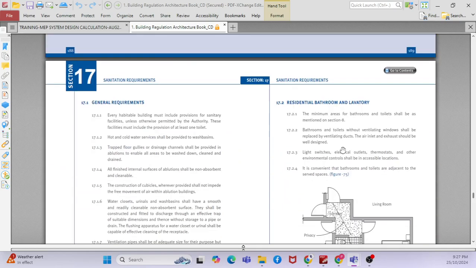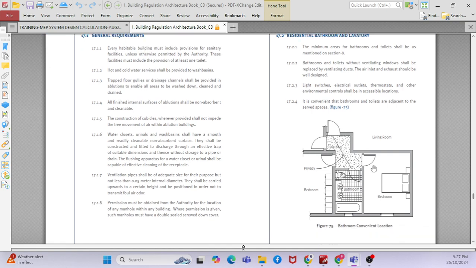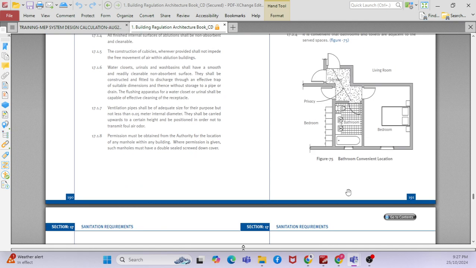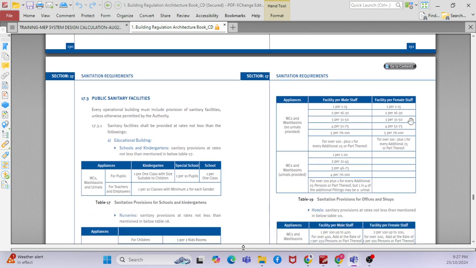Then sanitation requirement. Okay, how many toilets are required for one bedroom? Residential bathroom and lavatory requirement, right? So here our work starts. If you go to any project, you will find 3 toilets, 4 toilets, 6 toilets. So what is the basis? This is the basis: the residential guideline, right? Okay, here it is given.